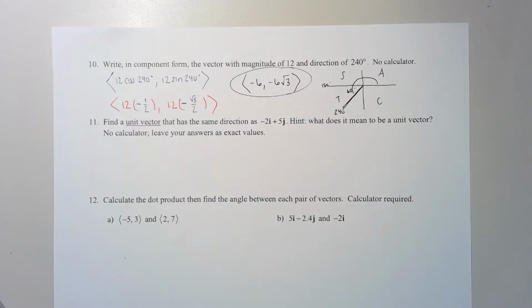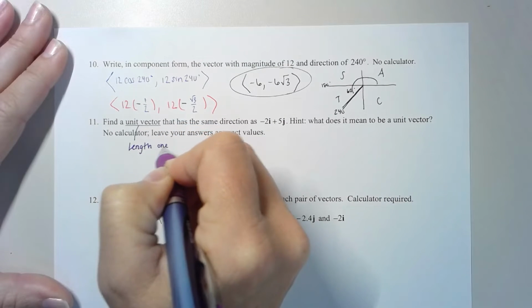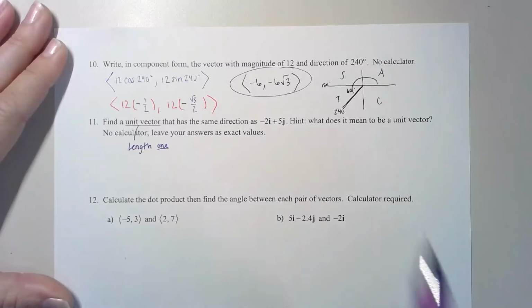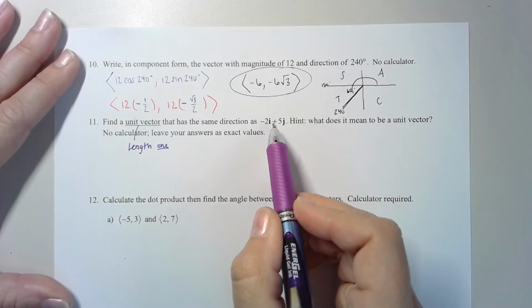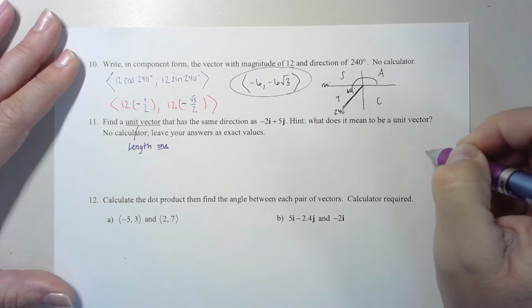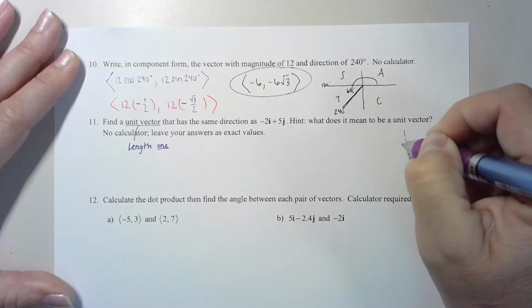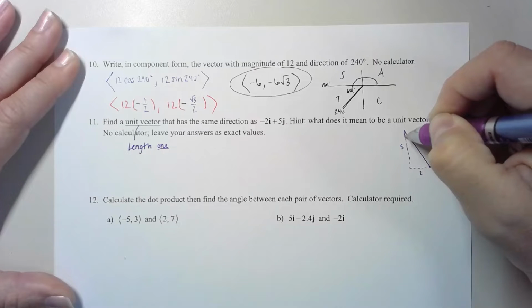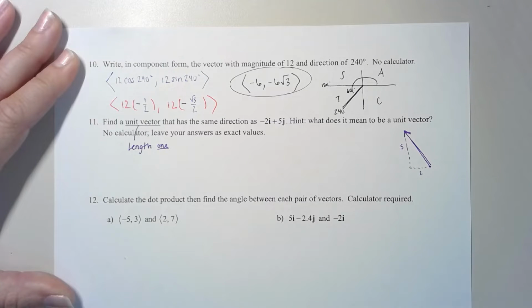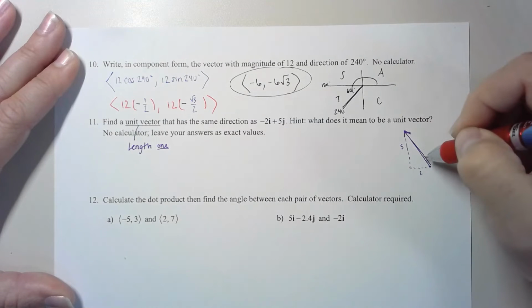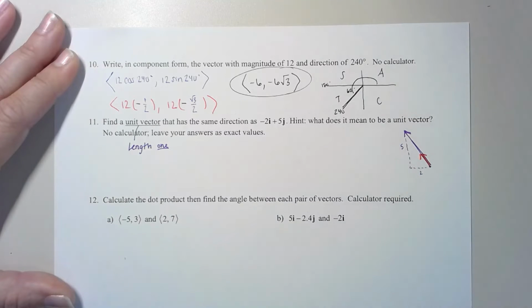All right, number 11 says find a unit vector. Remember, unit vector means a vector whose length is 1 or whose magnitude is 1. And we want it to go in the same direction as -2i plus 5j. I'm just going to get a quick drawing here. So we're going to go back 2 and up 5. So here's our vector. I want to find a vector in the same direction, so along this same angle, but whose length is only 1. So we just want to scale it back. We just need to figure out how much to scale it back.